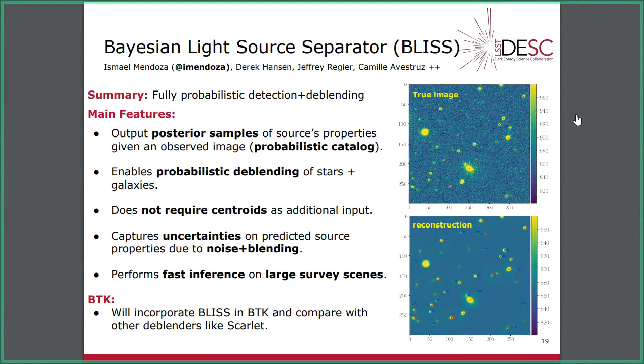And then this is work by me. So this is a new probabilistic deblender. It's called BLISS, the Bayesian Light Source Separator, where we take full astronomical images, and for each source that we detect, we output posterior samples of the source properties, their flux and their shape, etc. And so it basically is probabilistic deblending. You get samples from a catalog, and yeah, it captures uncertainties. And we're looking forward to putting this algorithm in BTK and comparing with other deblenders. Next slide, please.